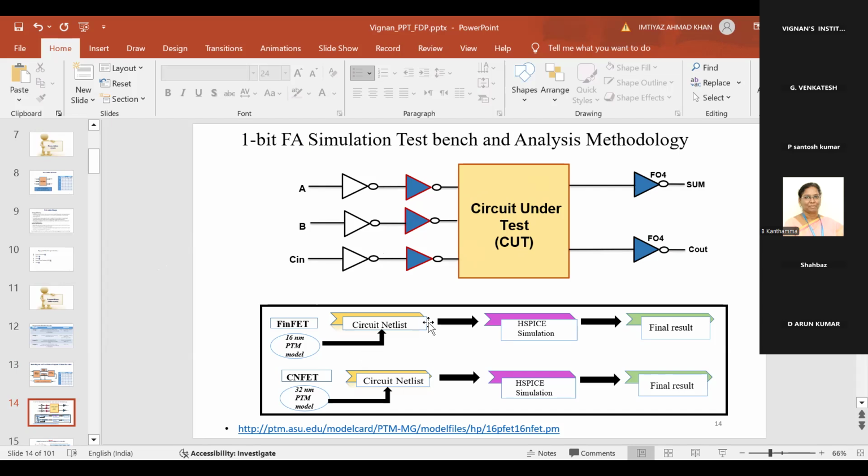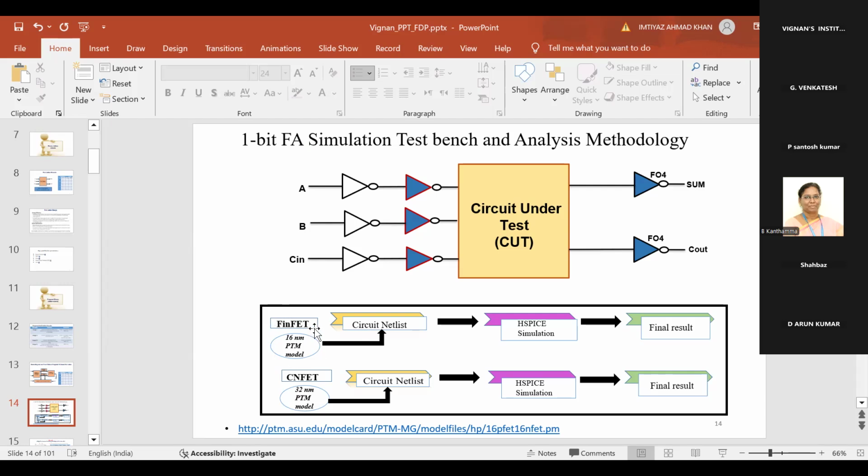This is the netlist you can use if you are using HSpice or LTspice. I think PSpice is not used for this circuit. This is used just as I have used, with FinFET 16 nanometer and CNFET 32 nanometer.